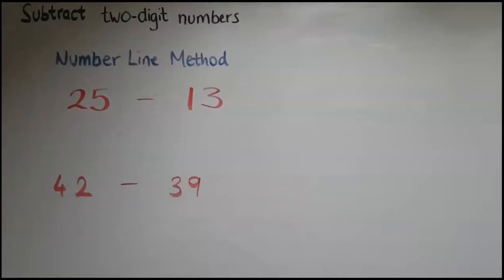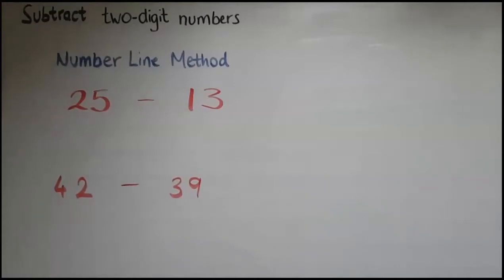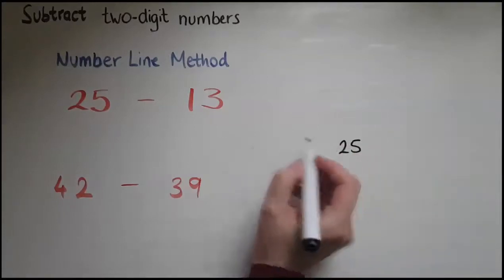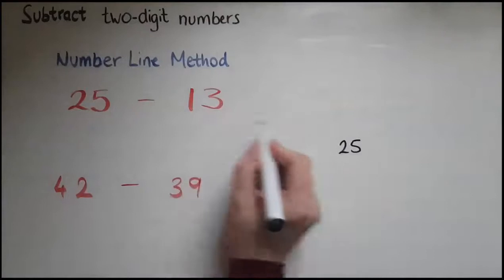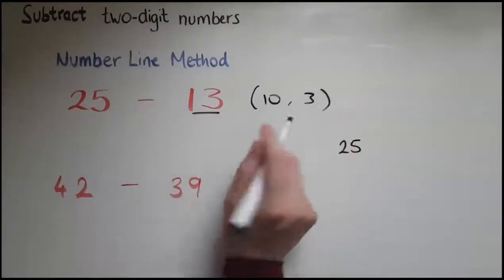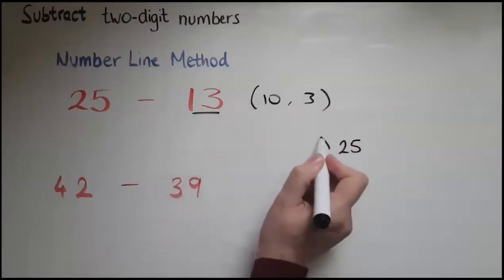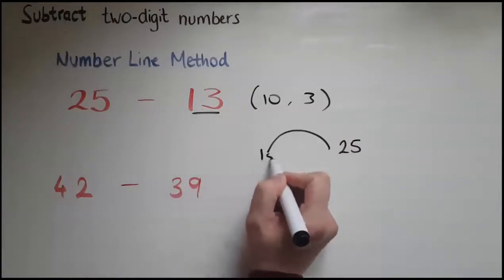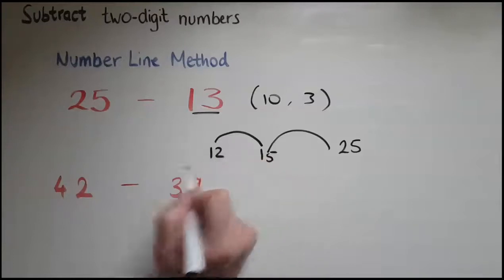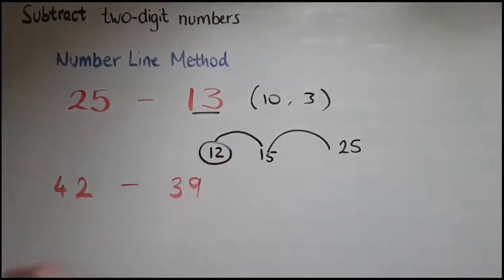In this video we'll learn to subtract 2-digit numbers using the number line method. So we've got 25 take away 13. I'll start off with 25 and I will take away 10 first, because 13 is made of 10 and 3, so I'll take away 10 to go to 15, and then take away 3 to go to 12. So my answer is 12.